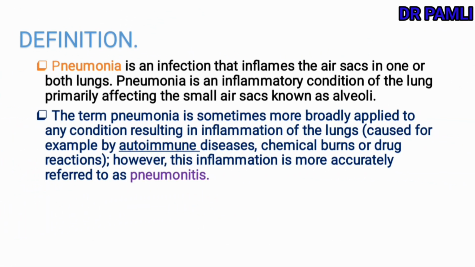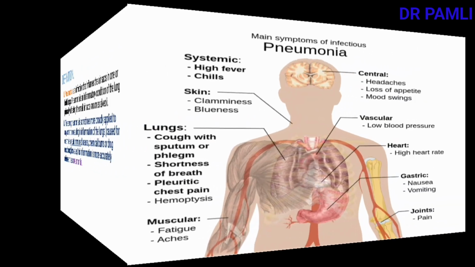By definition, pneumonia is an infection that inflames the air sacs in one or both lungs. Pneumonia is an inflammatory condition of the lung, primarily affecting the small air sacs known as alveoli. So we can just say that it is an inflammation of lung parenchyma. The term pneumonia is sometimes more broadly applied to any condition resulting in inflammation of the lungs caused, for example, by autoimmune disease, chemical burns, or drug reaction. However, this inflammation is more accurately referred to as pneumonitis.